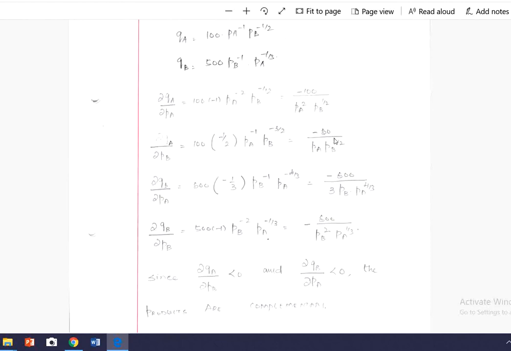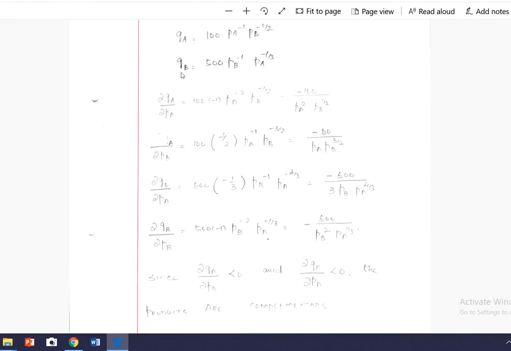We have finished 2. We need to do 2 more. We have to differentiate the QB function in terms of PA and PB. Dou QB divided by dou PA is equal to 500, and we are finding the derivative in terms of PA, so this has to be differentiated and this one written the same, PB power minus 1, PA power minus 1 by 3. Therefore minus 1 by 3 into PA power minus 1 by 3 minus 1, which is minus 4 by 3. I have simplified: minus 500 divided by 3 PB into 3 PA the whole power 4 by 3.